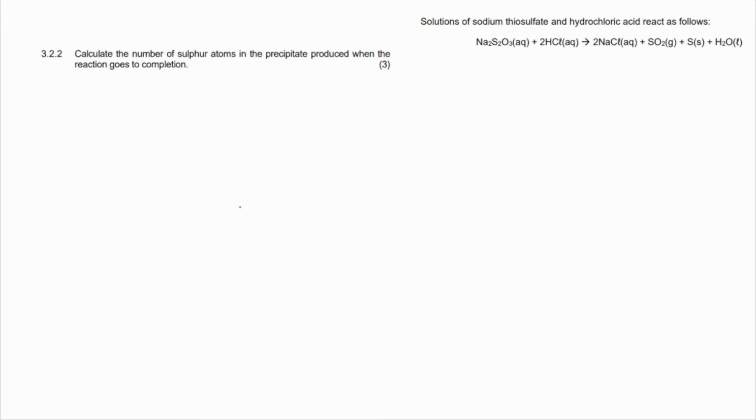In 3.2.2, they say calculate the number of sulfur atoms in the precipitate. This is important. In the precipitate produced when the reaction goes to completion. Okay, so technically we have sulfur atom here and sulfur atom there. Okay, but they just want in the precipitate, this solid, not in this gas. Okay, so we're just going to be looking at this sulfur over here.